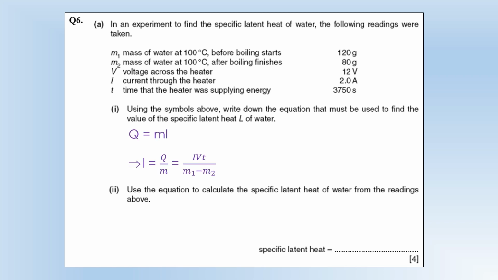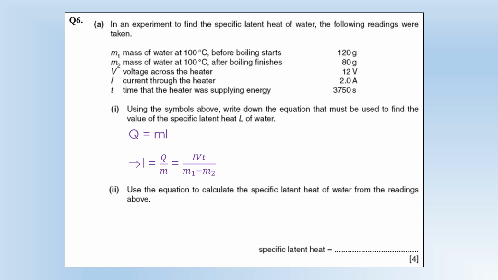So the equation we can start off with is Q = mL, because we're dealing with a state change. So we can rearrange that to make L = Q/m. To find the energy we've supplied, we first need to figure out the power of our heater, which is current times voltage. To turn that into energy, we then multiply that by the time. So IVt calculates the energy we've supplied. We also need to work out the mass that has actually changed state, so that would be the difference between the two masses, m1 minus m2.